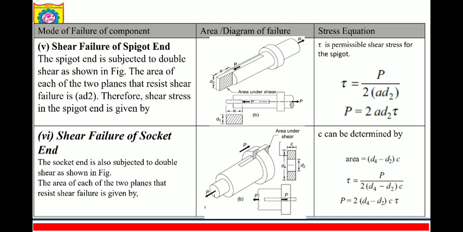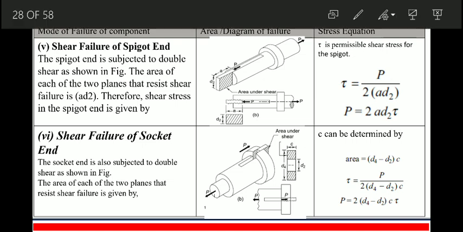P upon area is on double side, that means on this side as well as from the back side. So we are getting twice of (d4 minus d2) into c. So P is equal to tau into 2 (d4 minus d2) into c, where c is the clearance. Okay, where c is the thickness.